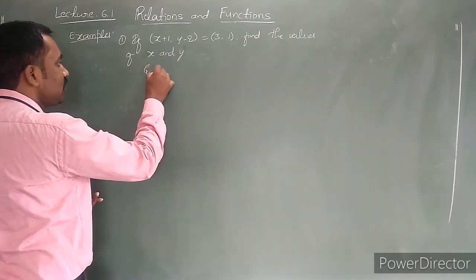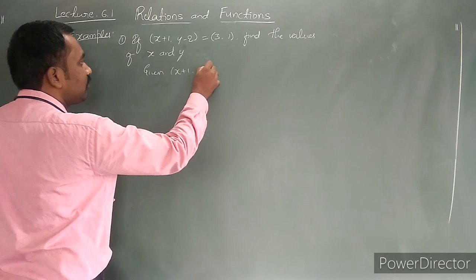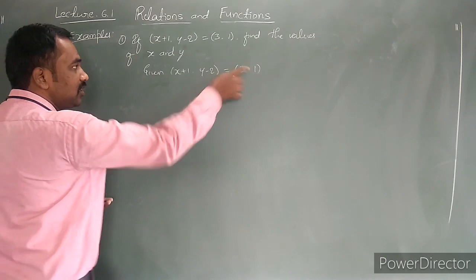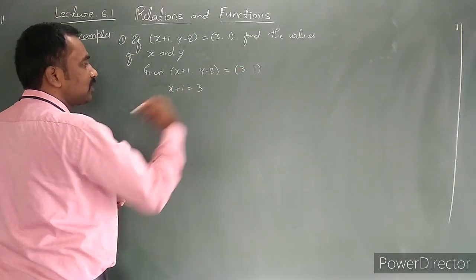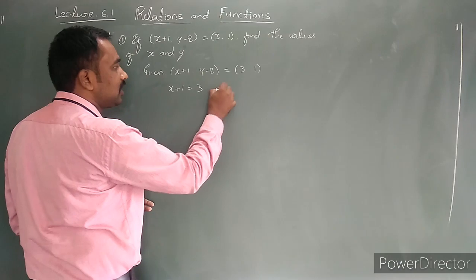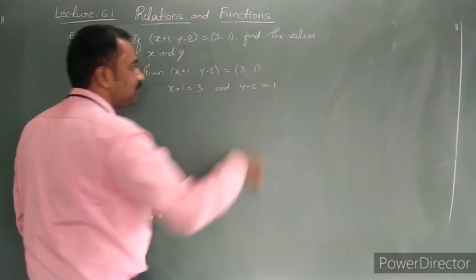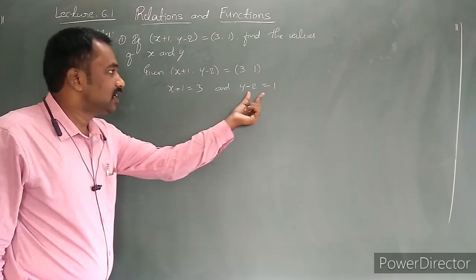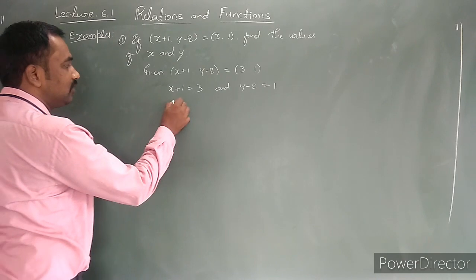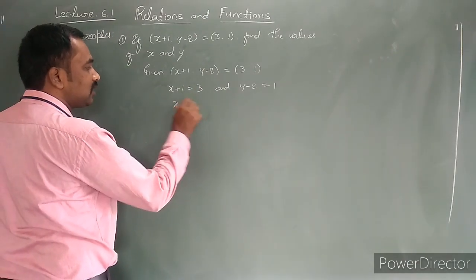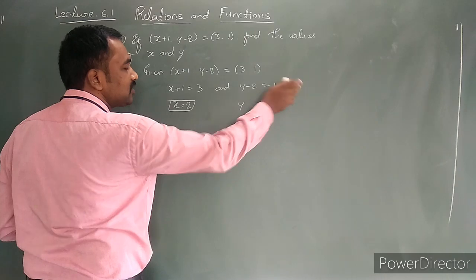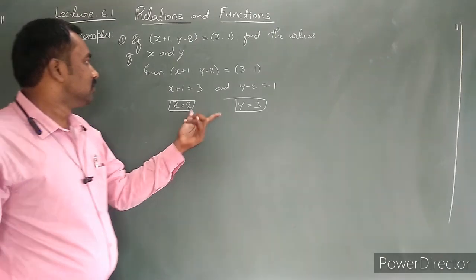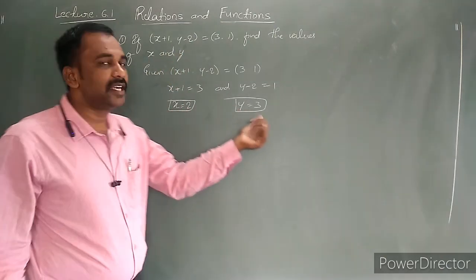Given here (x + 1, y - 2) is equal to (3, 1). When these two ordered pairs are equal, their corresponding elements are equal: the first element equals the first, and the second element equals the second. Solve the linear equation involving x and the linear equation involving y. x is equal to 3 minus 1, which is 2. And y minus 2 is equal to 1, so y is equal to 3. So the required x and y values are 2 and 3 respectively.